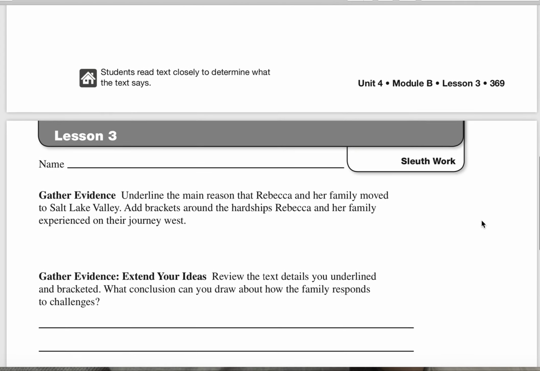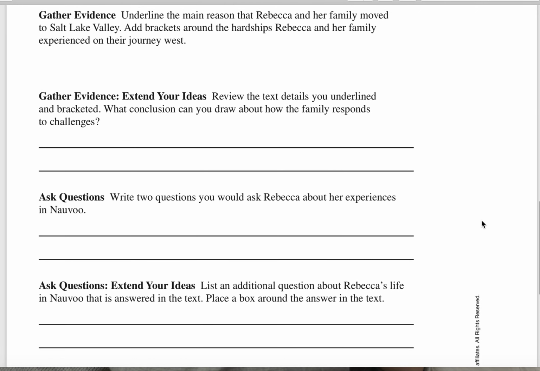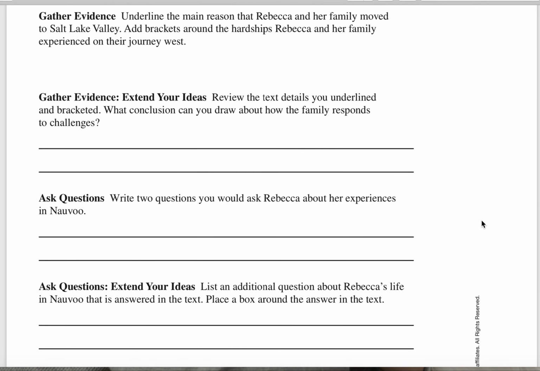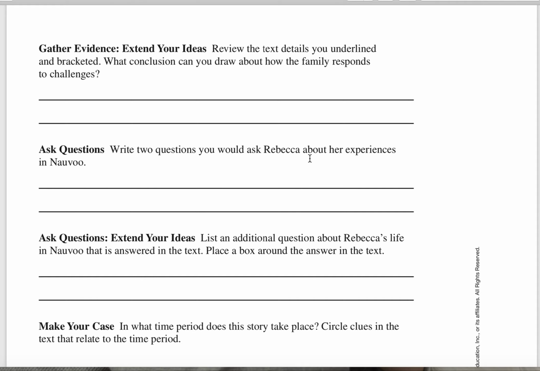Okay, so let's go back down to these questions. So I gave you the main reason, and I talked about some of the hardships throughout the article as I read it. So those are things that you should be doing: underlining the main reason and putting brackets around some of the hardships you noticed that Rebecca and her family experienced on their journey. Okay, so this first question says, gather your evidence, extend your ideas, review the text details you underlined and bracketed. What conclusion can you draw about how the family responds to challenges?